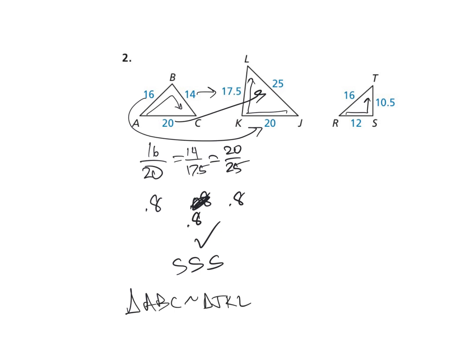And check the third one. So AB is to RS, so 16 is to 12. And then you have BC is to ST, so 14 is to 10.5. Let's go ahead and check those. 16 divided by 12 is 1.3 repeating, and 14 divided by 10.5 is 1.3 repeating. So far, so good. You have to check the third side. So now you do 20. AC is to TR, so 20 is to 16. So 20 divided by 16 is 1.25. So that's why you check everything. So no, they're not similar.